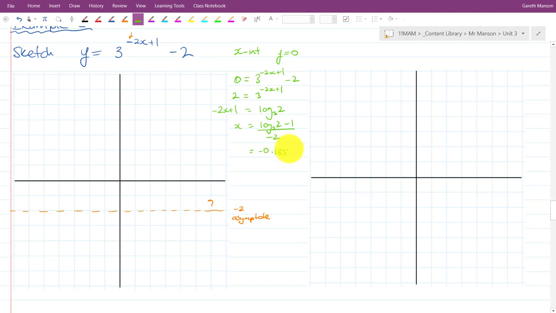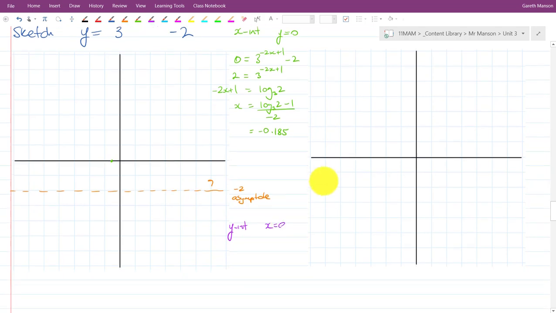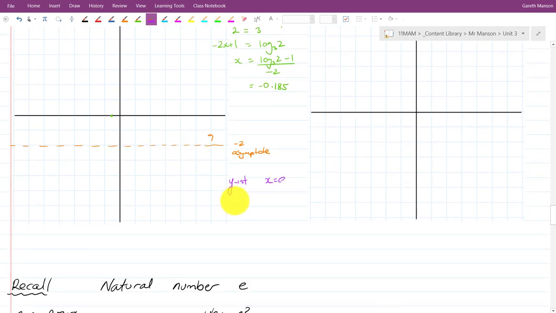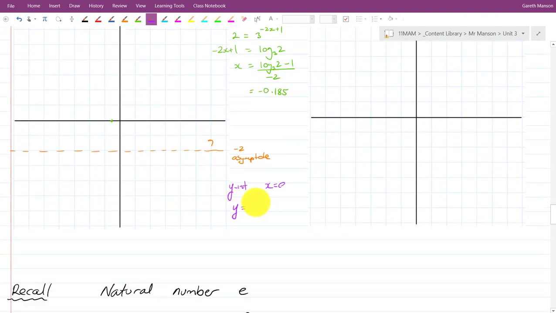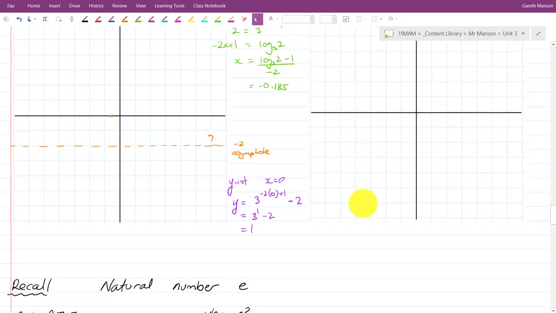-0.185 is my x-intercept. And then my y-intercept, which I'll do in a different colour again, purple, occurs when x equals 0. This one's actually a bit easy. Usually the y-intercept's a little bit easier in most functions. And so I get y is equal to 3 to the power of -2 times 0 plus 1, minus 2, and that is equal to 3 to the power of 1, minus 2, which is just 3 minus 2, which is just 1. And so the y-intercept is 1.